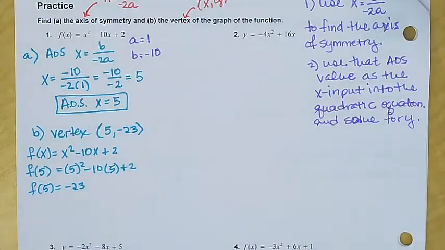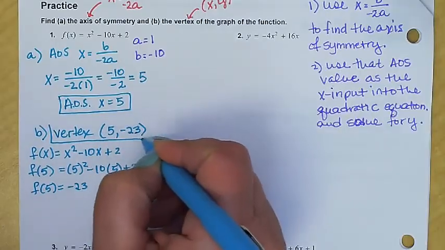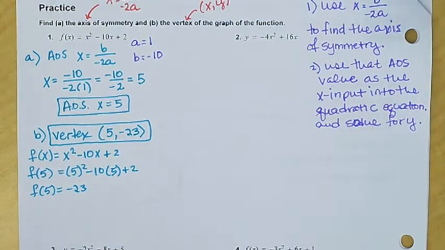So in this case, our vertex would be at 5 comma negative 23. That would be the location. Okay, so that's how we use that formula to find the axis of symmetry and the vertex of our parabola.